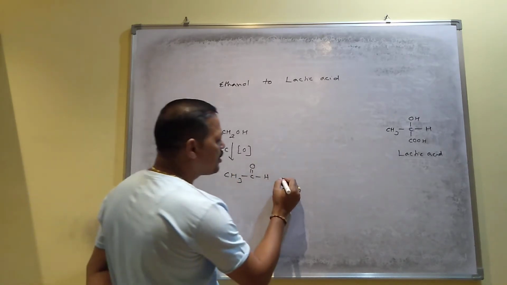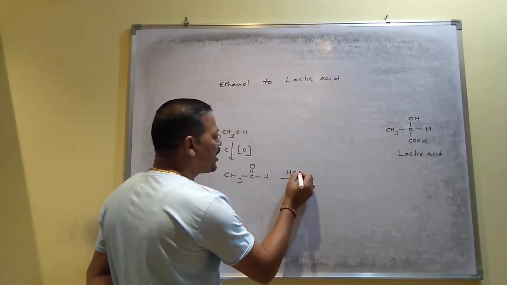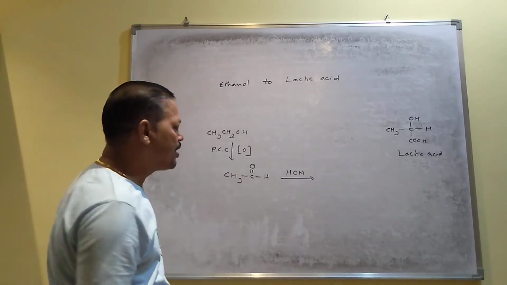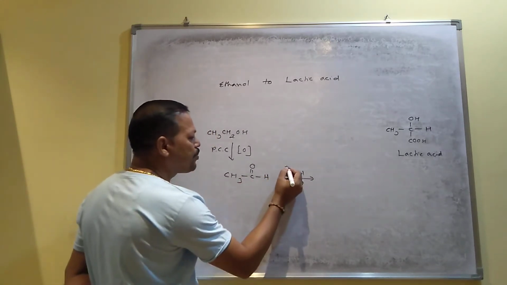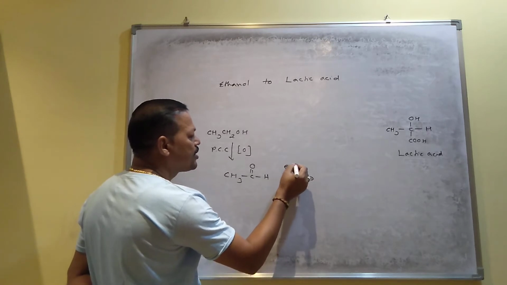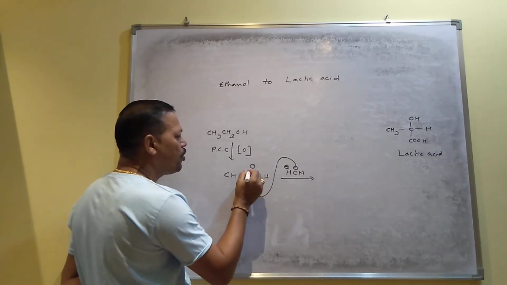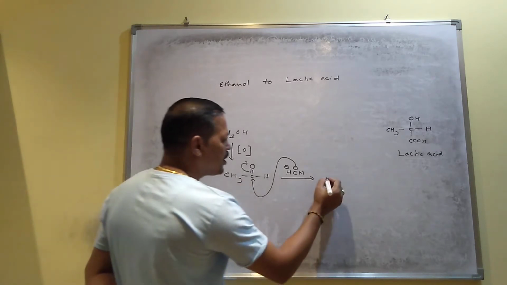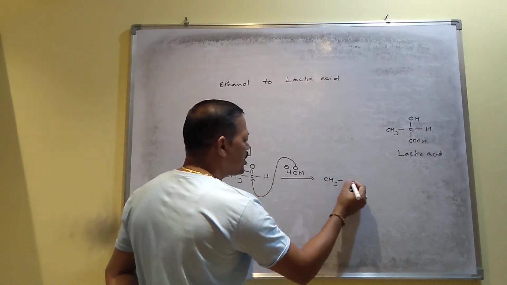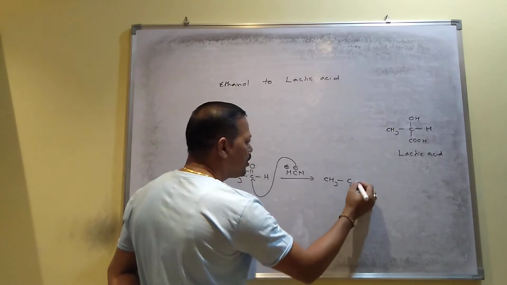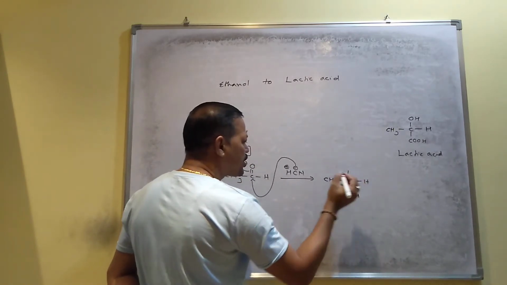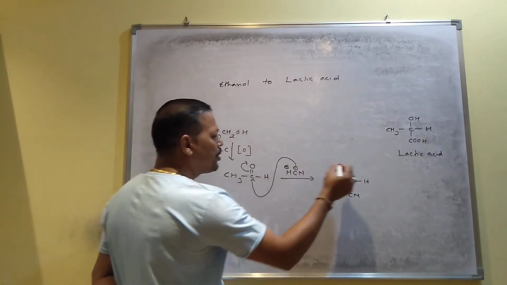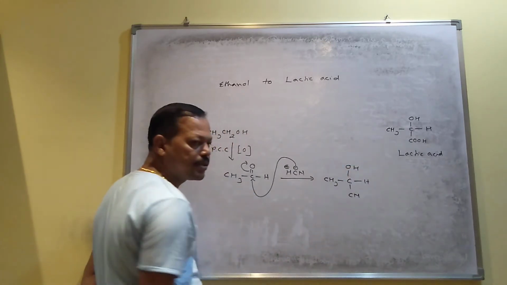After getting this, you apply HCN, which I did in the last class. As you know, H is plus, CN is minus. CN will attack it, the double bond is transferred to oxygen. That means you will get CH3, here CN will be joined, here hydrogen, the double bond is converted to a single bond, and oxygen combined with hydrogen produces OH.